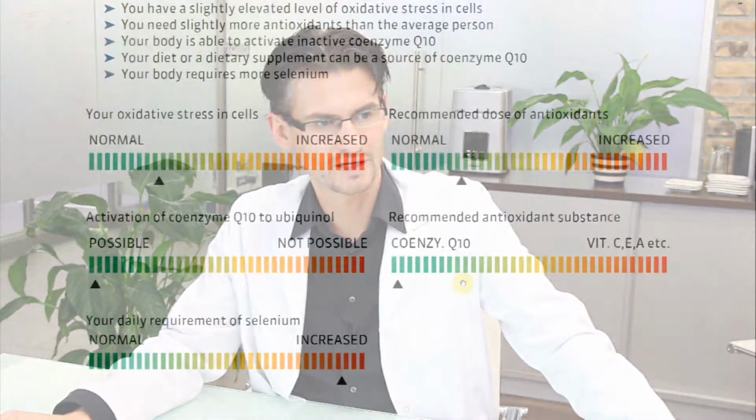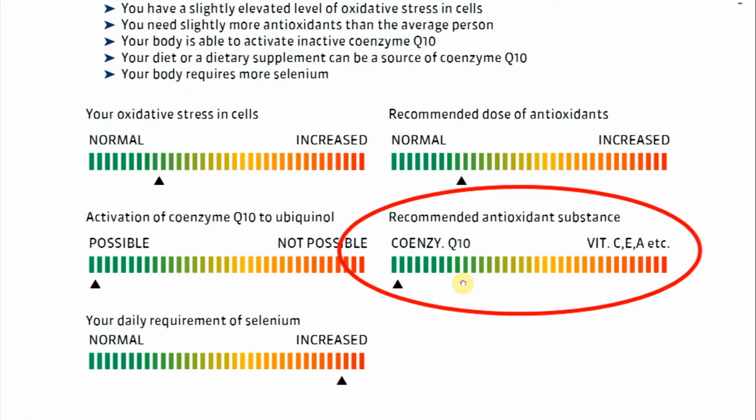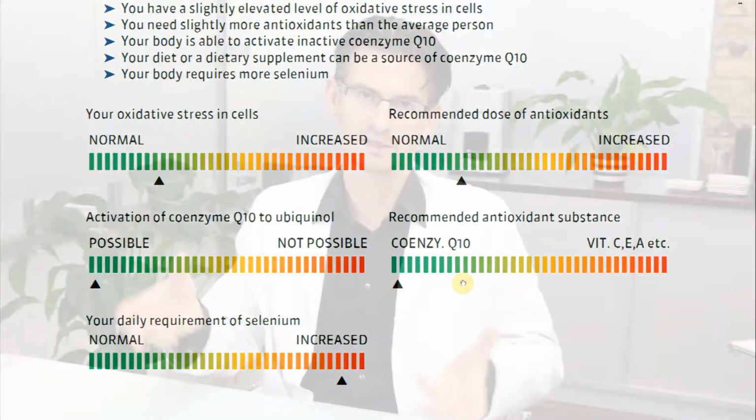So here you're going to find out if your body is able to activate coenzyme Q10 to ubiquinol. If it's possible, coenzyme Q10 is going to be active in you, it's going to help you. If it's not, then it's useless. Then some of you will now probably find out that you've taken coenzyme Q10 for years and you cannot process it, and it will result in nothing. And here you see the recommended antioxidant substance, coenzyme Q10, or alternative vitamins, depending on where you are. And again, we can take this information, we find out you need more vitamins or not, and then we choose which type of food to recommend to you.